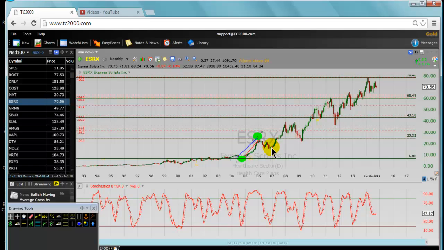Now what do you need to do before you buy? A pullback doesn't mean buy. There are reasons why people are selling. Are they just taking profit? Are they selling because the fundamentals are getting weak? What do you need to do?